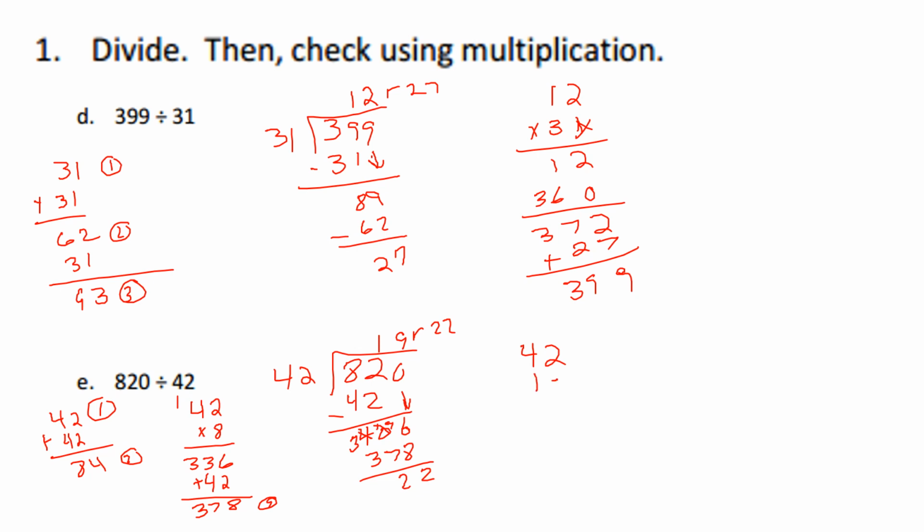42 times 19. 9 times 2 is 18. Carry 1. 9 times 4 is 36, 37. Now we're done with our ones. 1 times 2 is 2. 1 times 4 is 4. And we end up with 798. We're going to add 22 in there. That's going to be 10, 10, 12, and 820. So it checks.